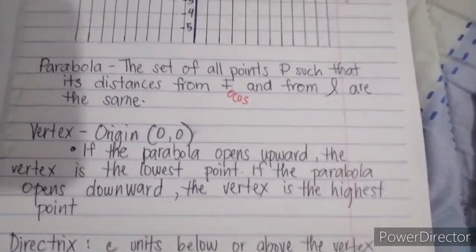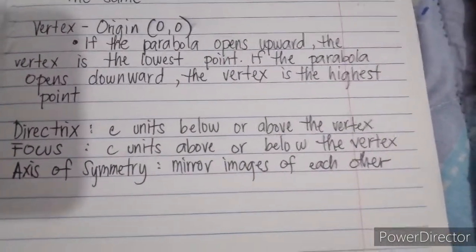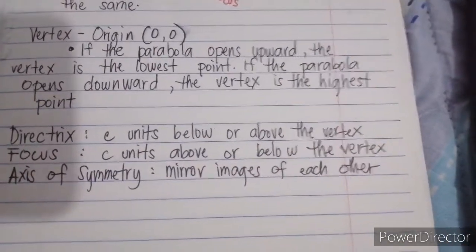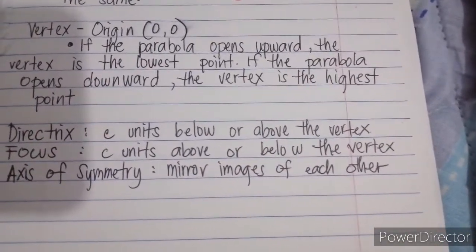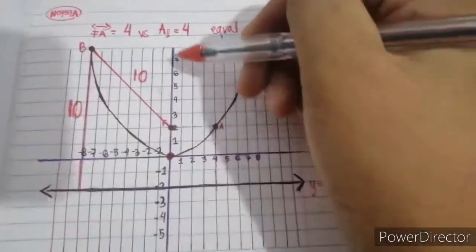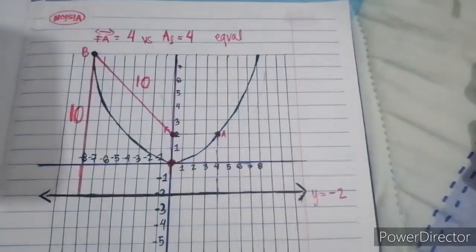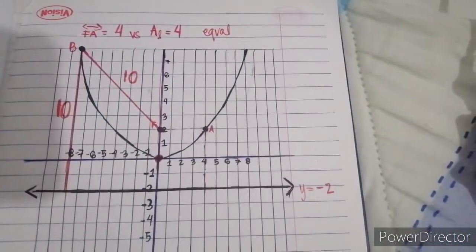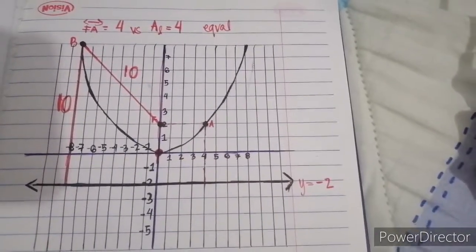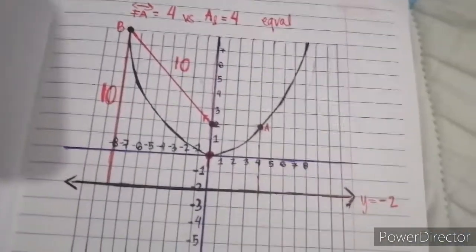Last but not least, we have the axis of symmetry. It means the two sides are mirror images of each other. If we divide our parabola in half, we can see mirror images of each other, meaning they are all equal. Wait for part 2.